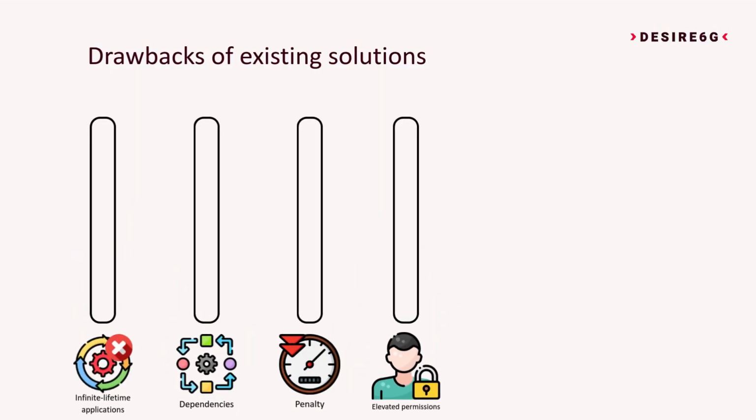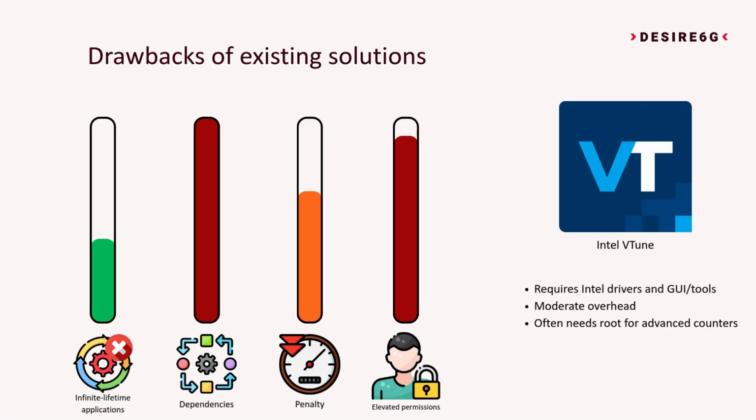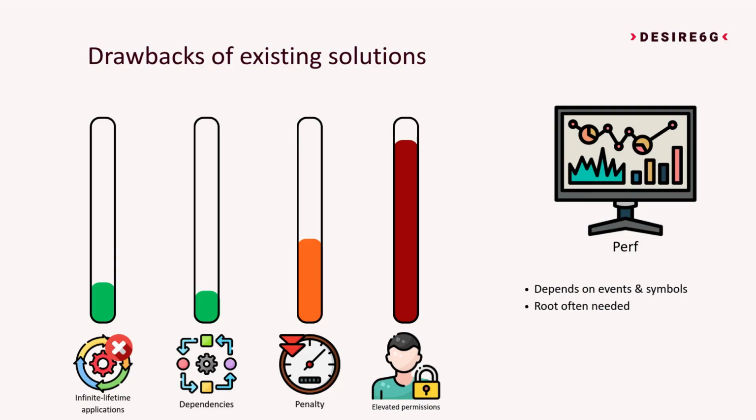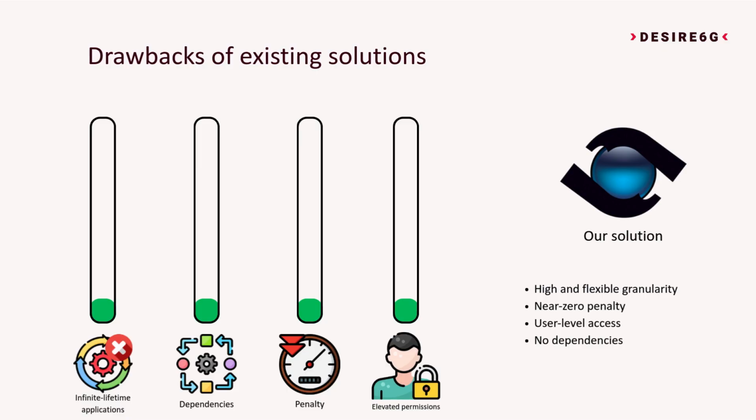Let's look at a few examples by evaluating existing solutions against these criteria, ranging from negligible to most critical. Intel vTune introduces moderate overhead, requires Intel drivers and GUI tools to operate, and demands elevated permissions. Perf performs reasonably well, but it often requires root access and relies on specific program events and symbol information. Valgrind operates with user-level permissions, but it drastically slows down execution by a factor of 30 to 50 times, which is clearly unacceptable. Our motivation is to develop a zero-overhead solution that runs entirely in user space, requires no external dependencies, and offers high granularity.